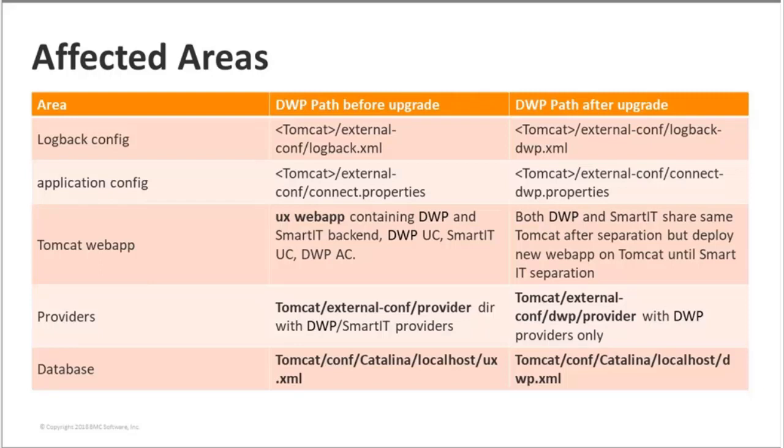For the database configuration, we used to have an XML file, ux.xml, under the Catalina localhost folder. Now it is called DWP.xml.